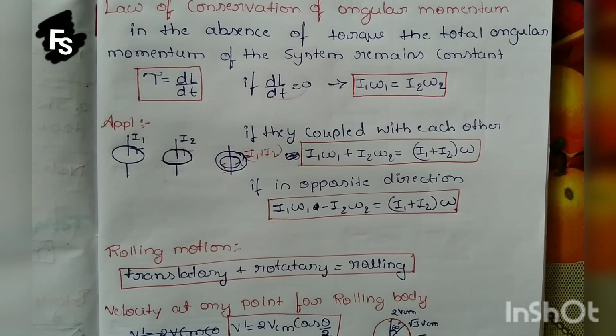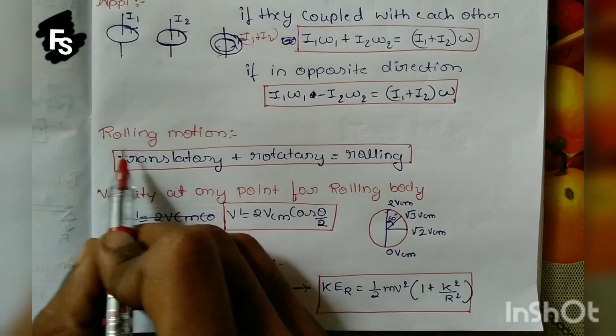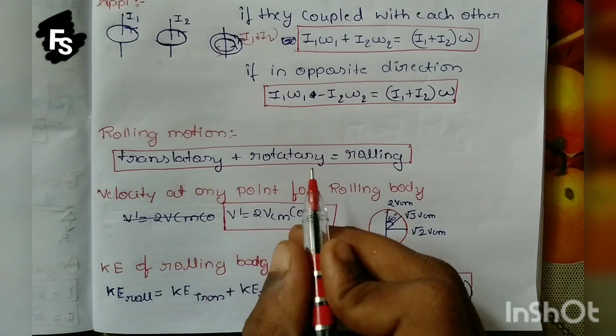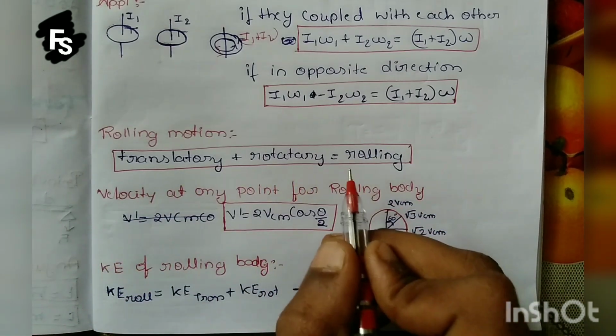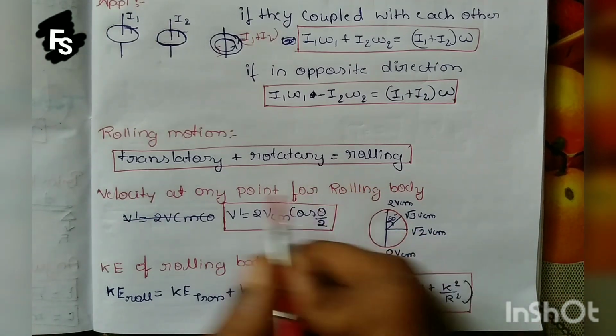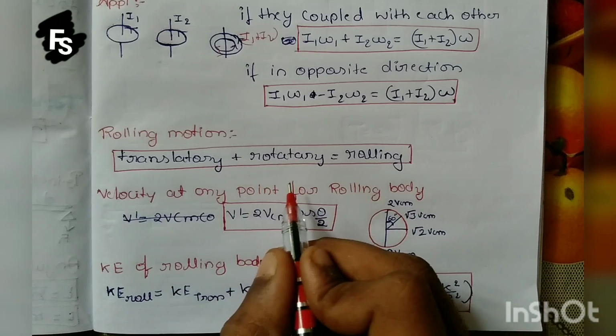Next, we come to rolling motion. Rolling motion means translatory motion plus rotatory motion. If a body is rolling, it must show translatory motion as well as rotatory motion.